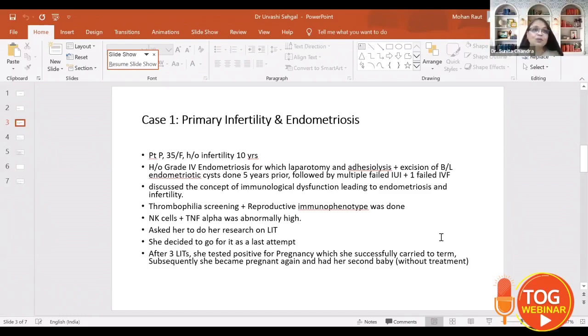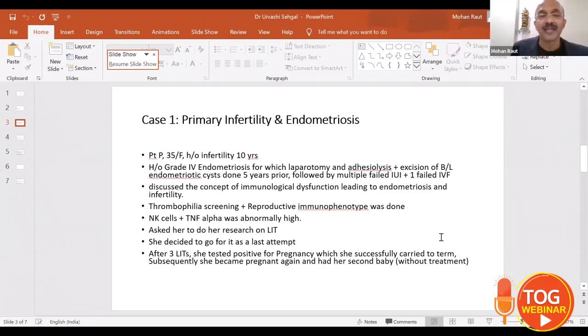Yeah, she developed cardiomyopathy in the second pregnancy, and I delivered her, and our cardiologist said that she cannot go for the next pregnancy now. So that was the status because of endometriosis. Her whole immunological dysfunction was there in her body.